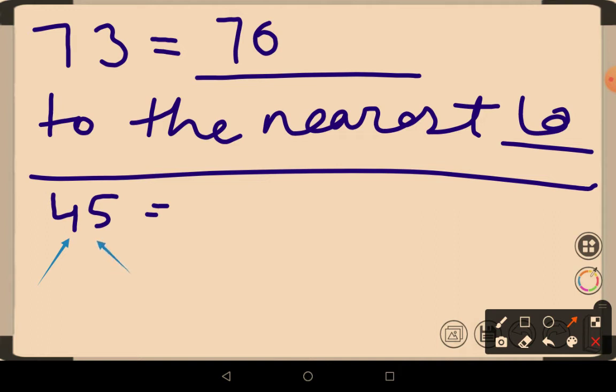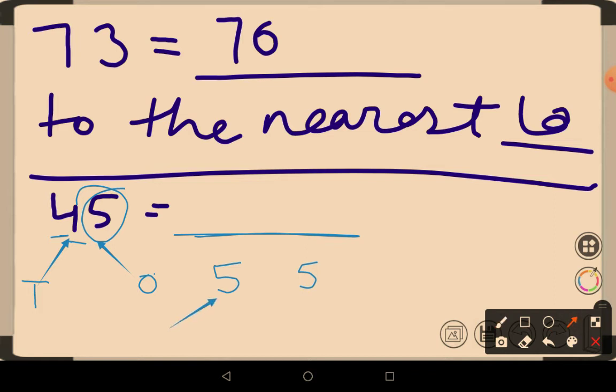45. Now which is the ones place? This is the ones place. Which is the tens place? This is the tens place. Now I have to compare 4 with 5. So what I will do is, here the answer, okay? I will write 5 and compare it with 5.